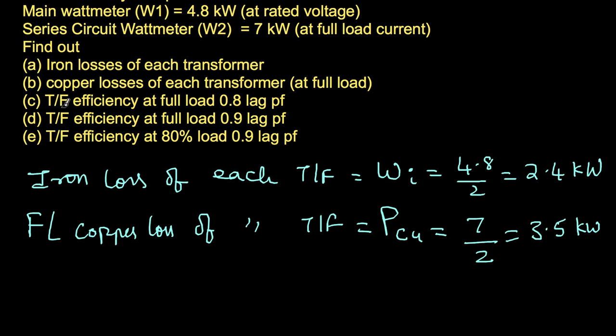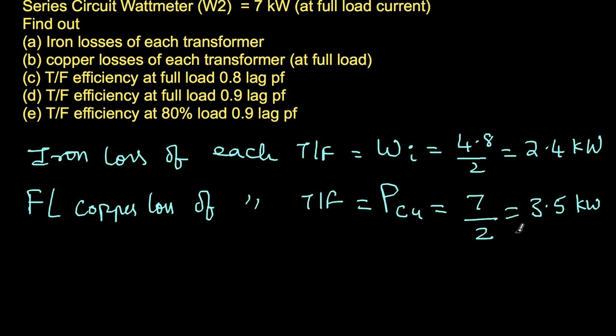So now the transformer efficiency at full load, 0.8 lagging PF. So under full load condition, what are the copper losses? So the total losses under full load.